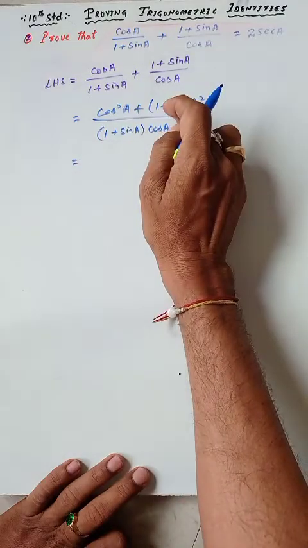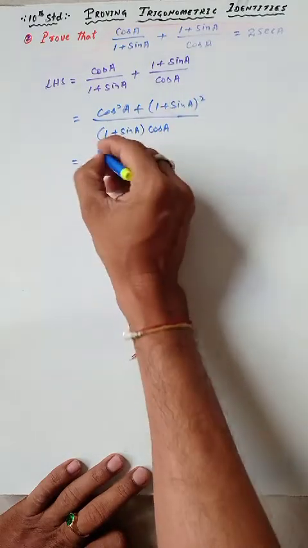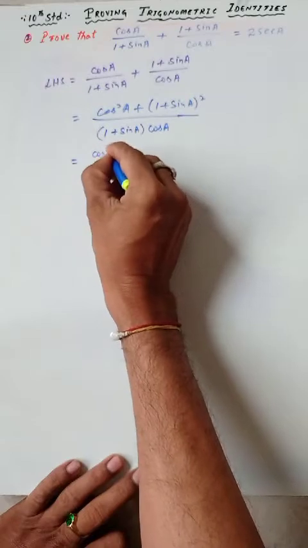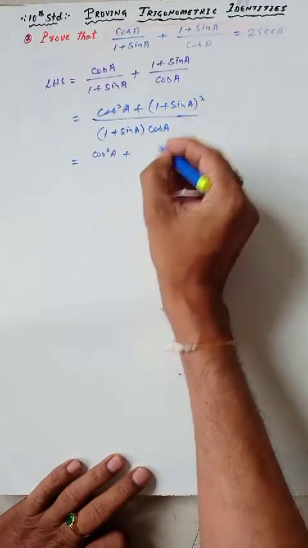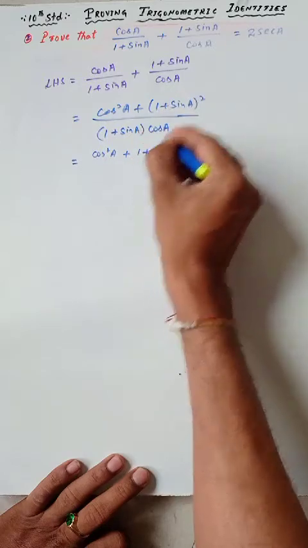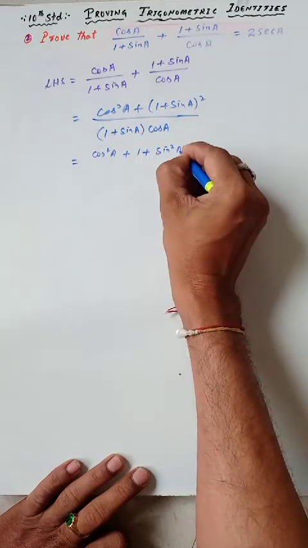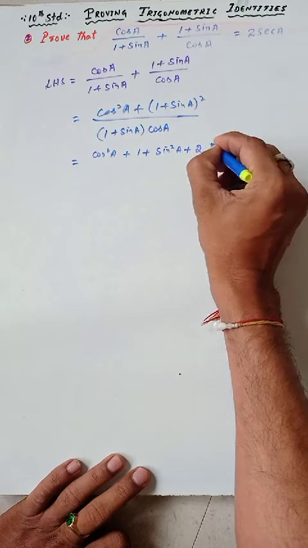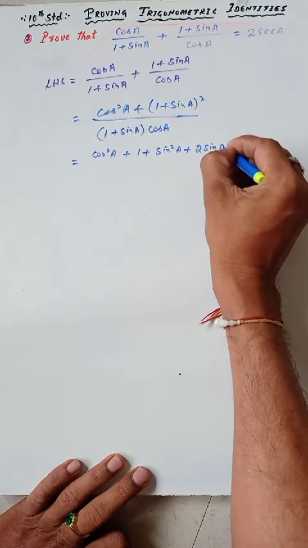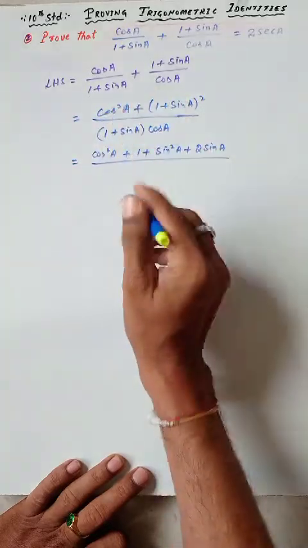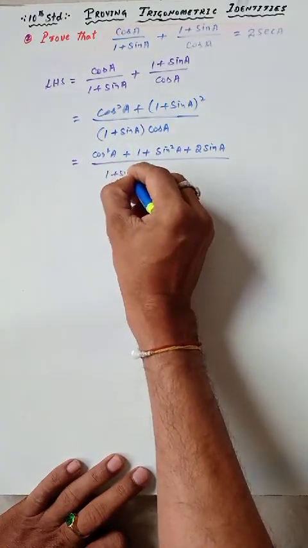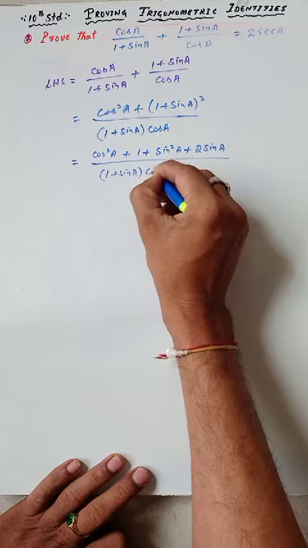So you have to expand this (A plus B) whole square form. Keep this cos squared A as it is, plus you expand this using the identity (A plus B) whole square, that is A square is 1, plus B square is sin squared A, plus 2AB, that is 2 sin A, by, here in the denominator, you keep that as it is, (1 plus sin A) into cos A.